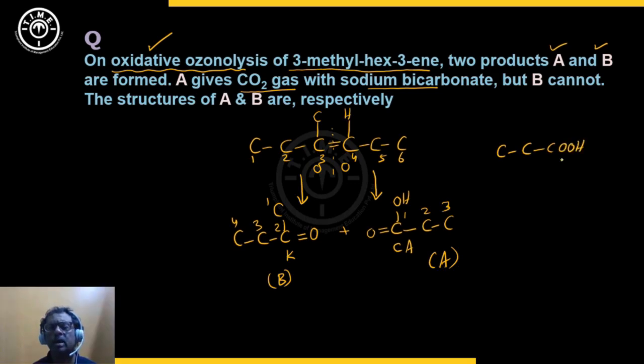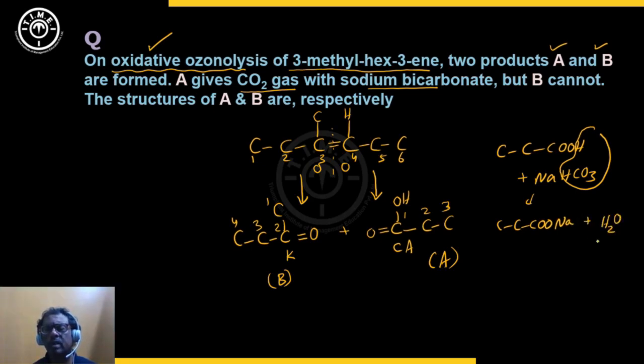CH3CH2COOH with sodium bicarbonate, NaHCO3, would give what? H2CO3 and will form the salt. This is CH3CH2COONa plus H2CO3, carbonic acid. It will decompose to give H2O and CO2. So that is how A gives us carbon dioxide. This is B, which is only butanone. Clear? I hope this is clear.